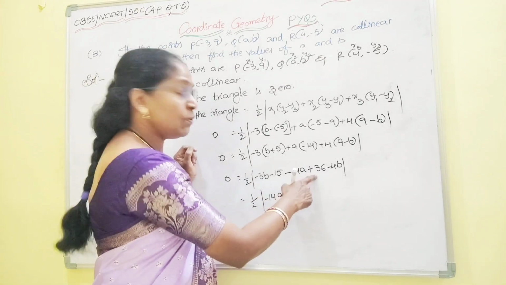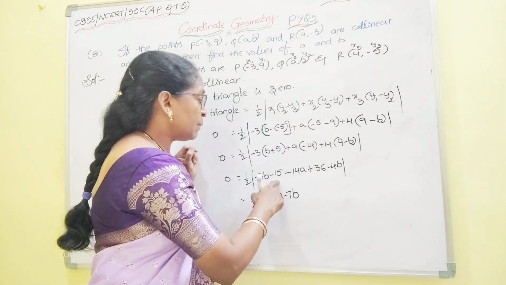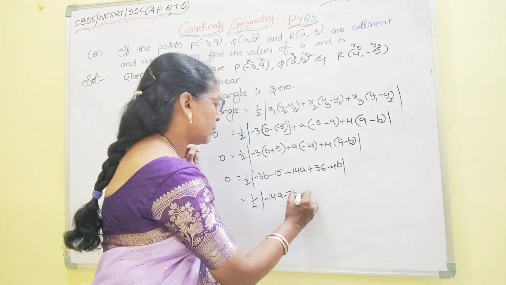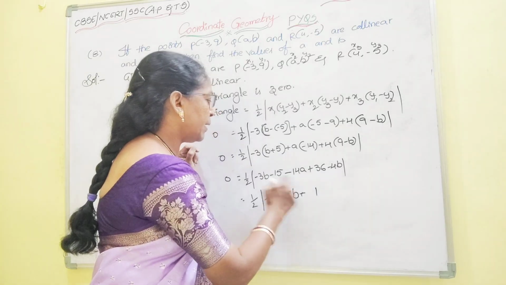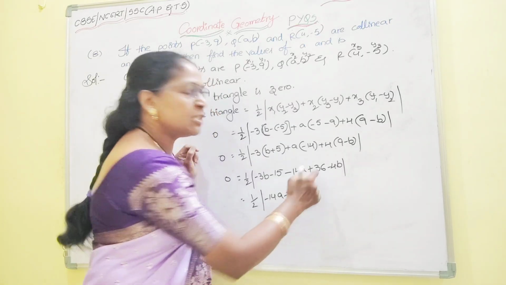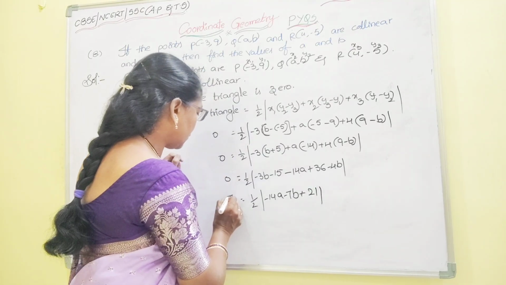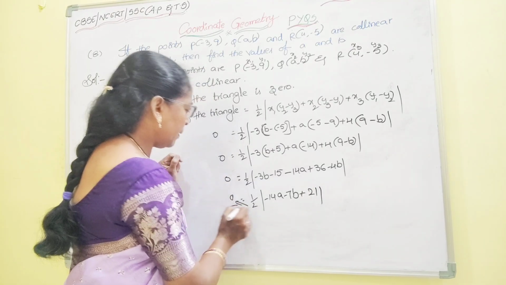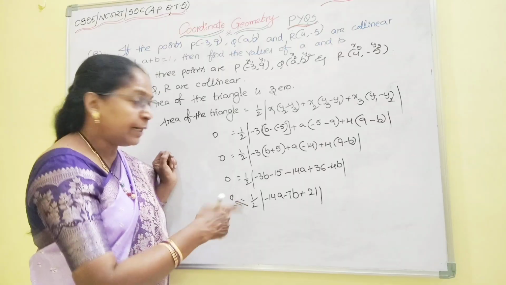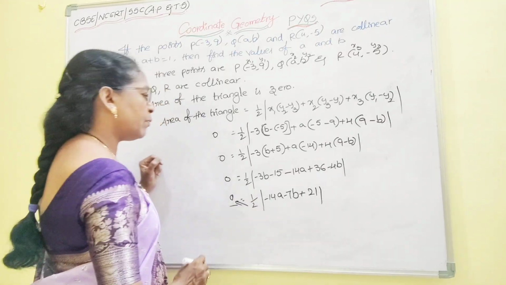Just simplify these two. 36 minus 15: 6 minus 5 is 1 and 3 minus 1 is 2, and 36 is positive, so you also take the positive symbol. This one equals 0. Now cross multiplication: 2 into 0, the entire thing equals 0.